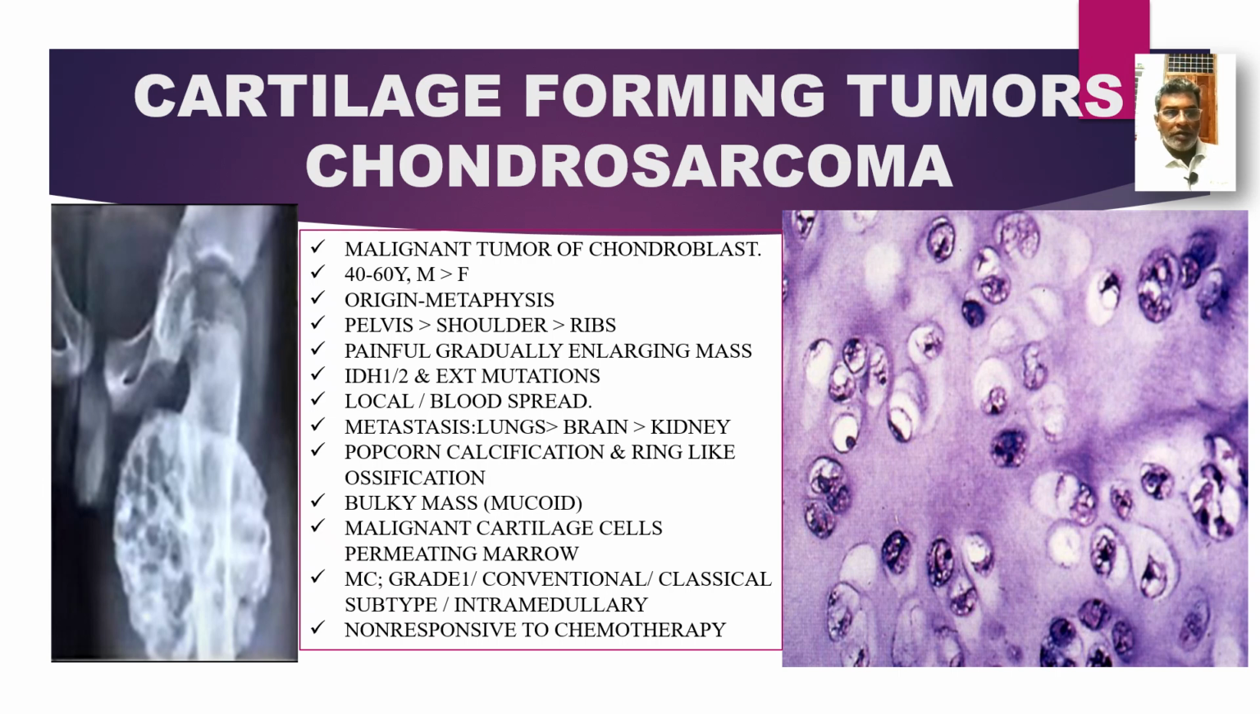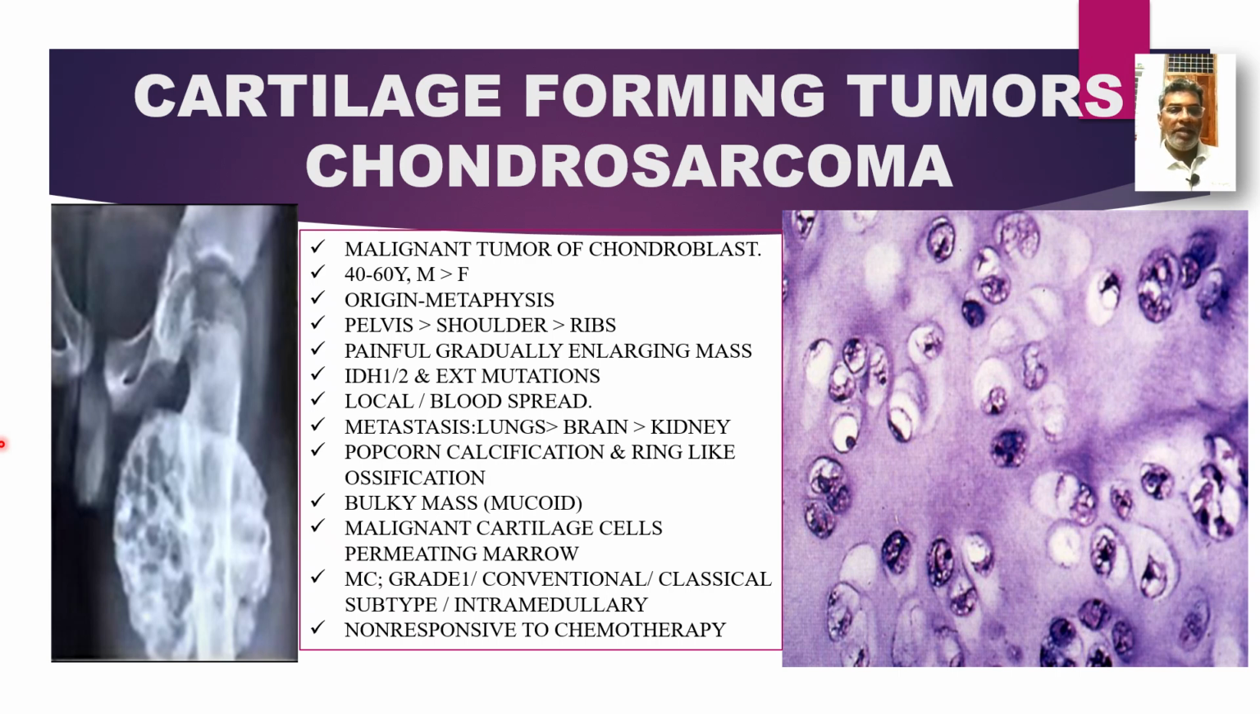So this is a cartilage forming tumor, chondrosarcoma. This is a malignant tumor of the chondroblasts. Age group involved will be 40 to 60 years, and males are frequently involved when compared to females for this tumor. And the origin for this chondrosarcoma is seen in metaphysis. The pelvic bones are mostly involved when compared to shoulder and ribs. And it presents as painful, gradually enlarging mass.